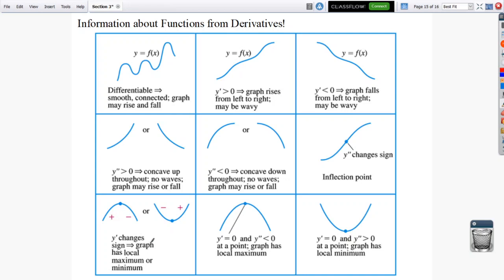If y prime changes sign, then you have a local max or a local min. If y prime equals 0 and y double prime is less than 0 at a point, the graph has a local max. If y prime equals 0 and y double prime is greater than 0, we have a local min.